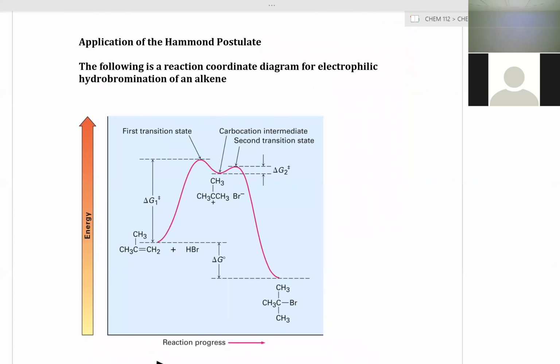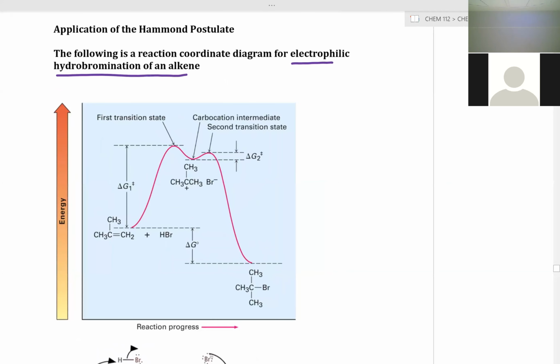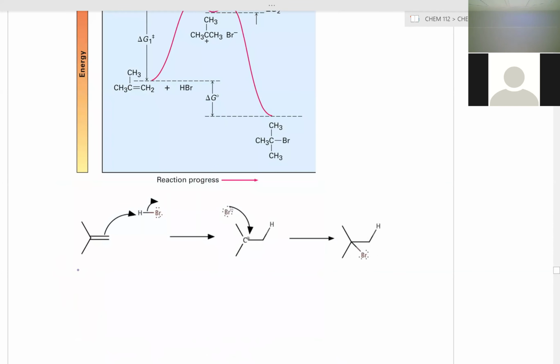Let's take a look now at the following energy diagram. We're looking at electrophilic hydrobromination of an alkene. Let me zoom in. We've seen this energy diagram before. In terms of mechanism, we have our protonation, followed by addition to generate our product. We've established that the bromine prefers to add at the tertiary carbon, as that's the site that has the most stable carbocation, which is generated most readily in the rate limiting step.